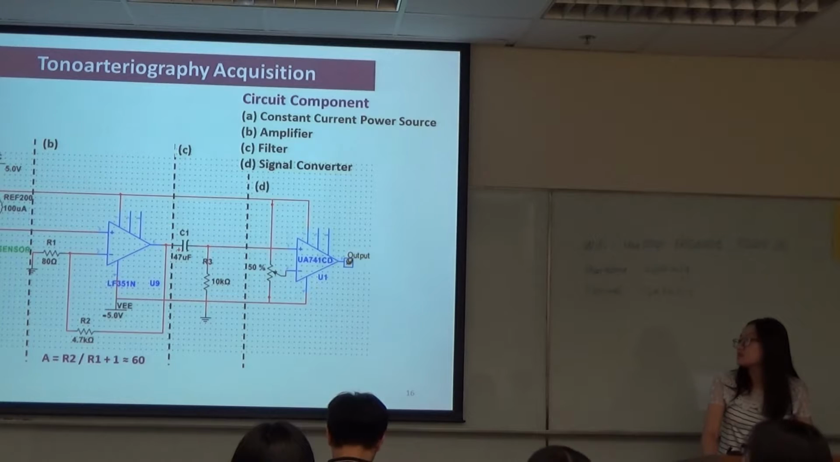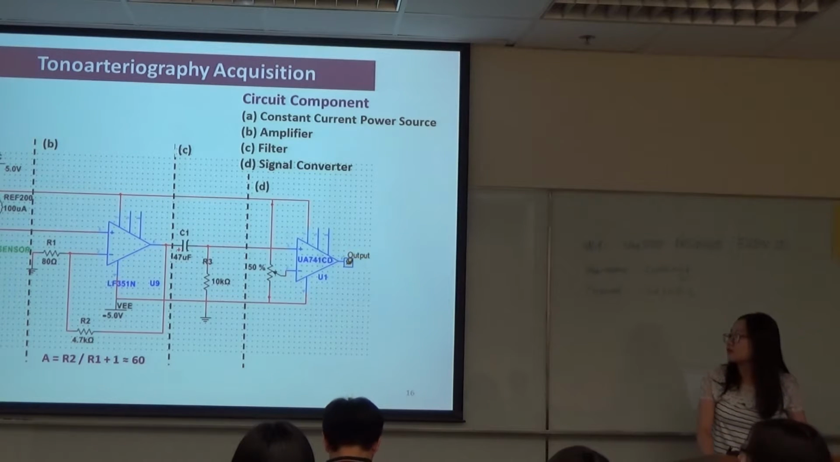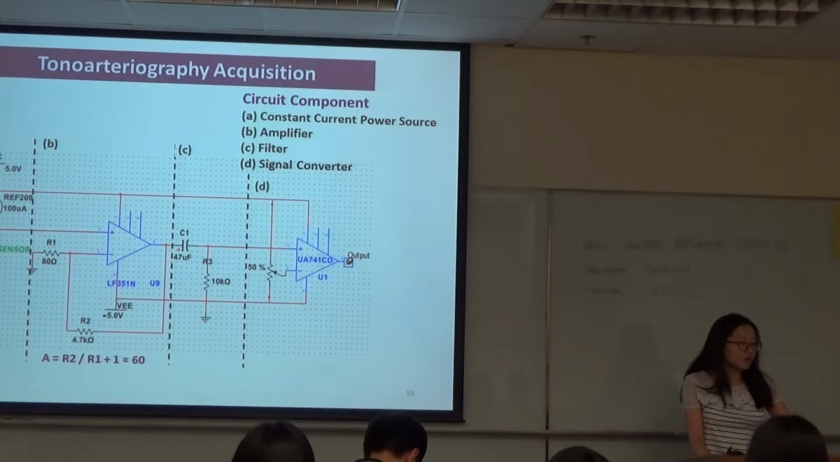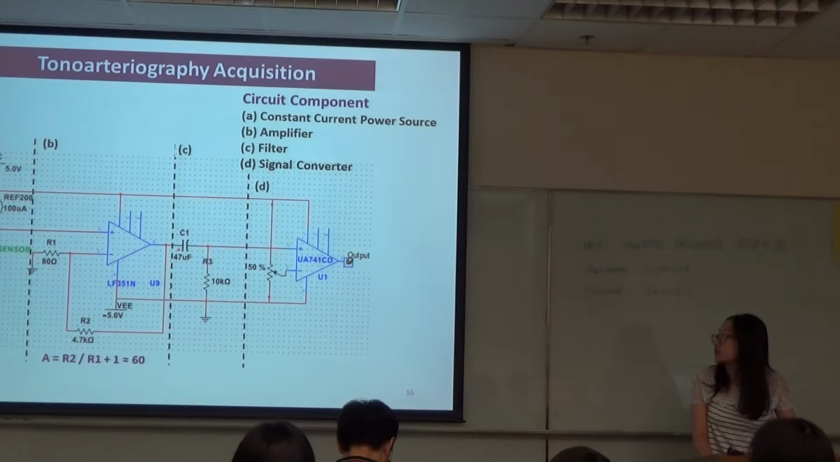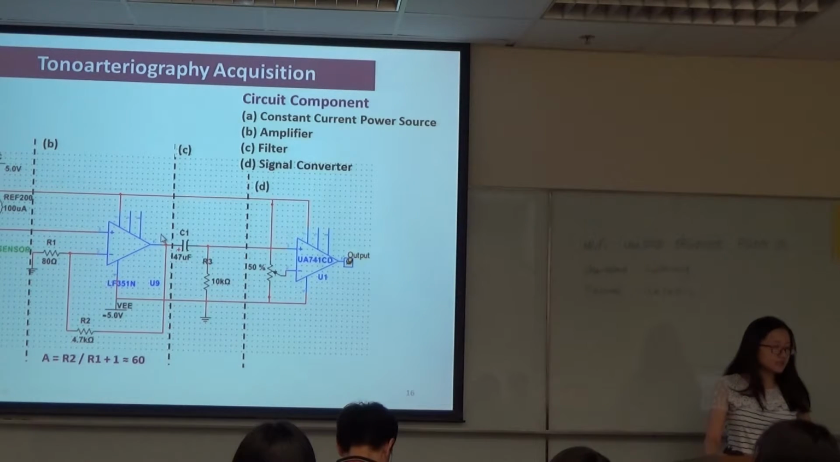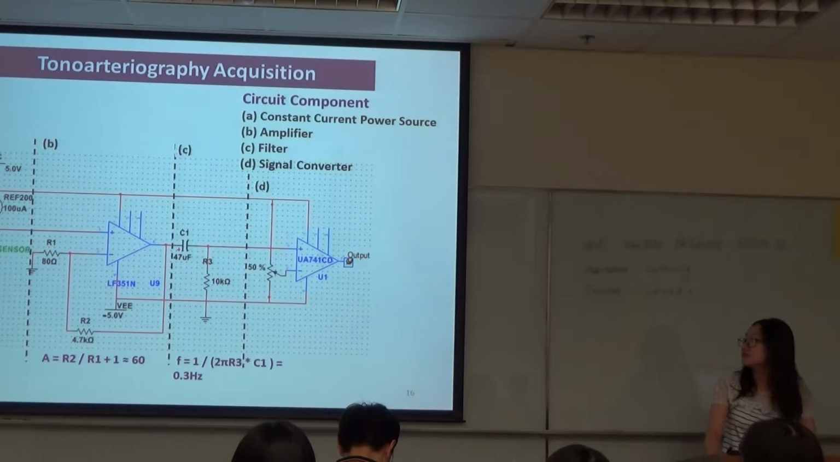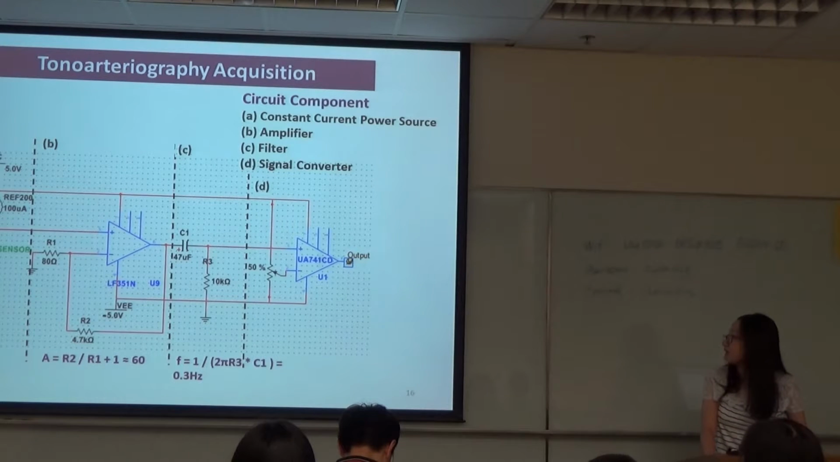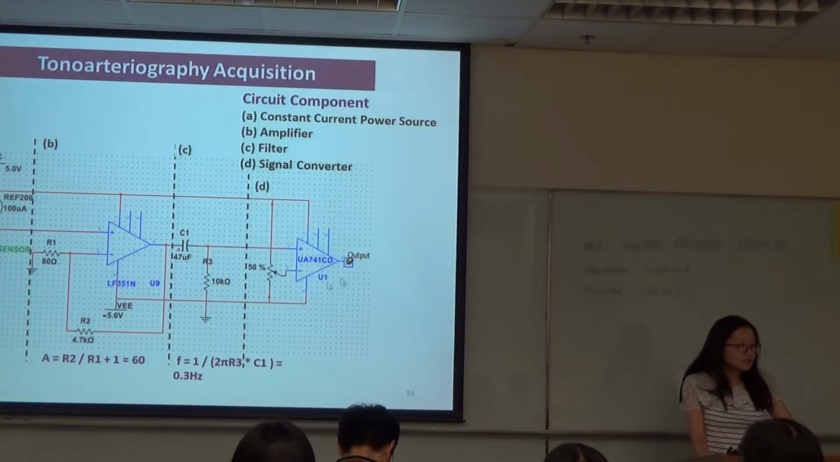Because of the negative effect of noise, in order to improve the accuracy of the result, we add a simple high-pass filter circuit. Its cutoff frequency is about 0.3 Hz. And the last part is the signal converter part.